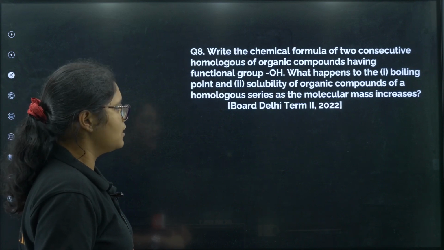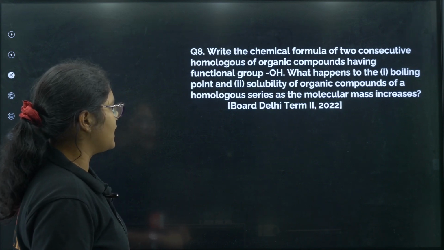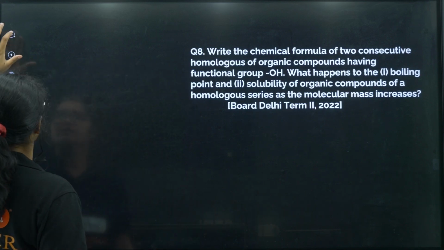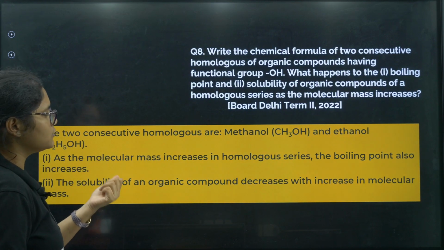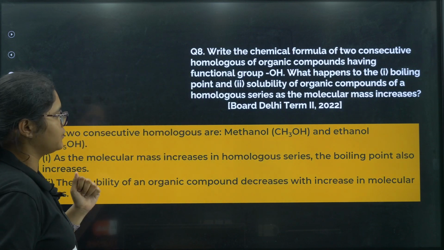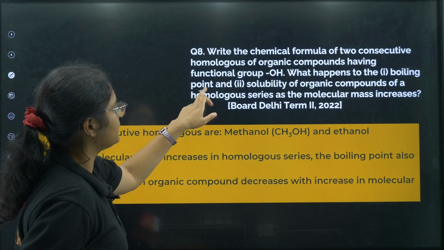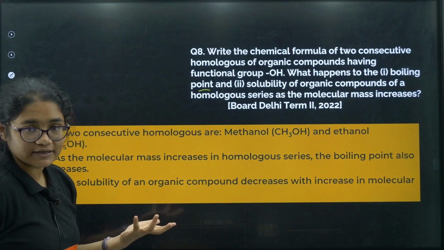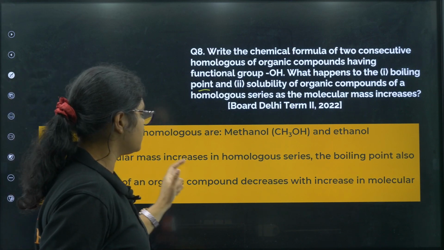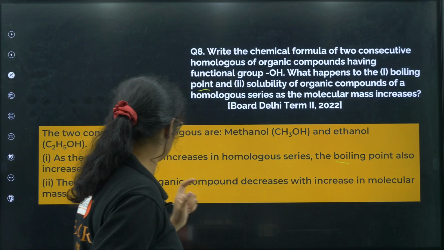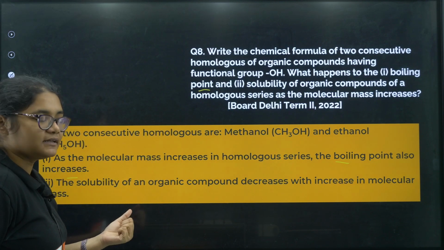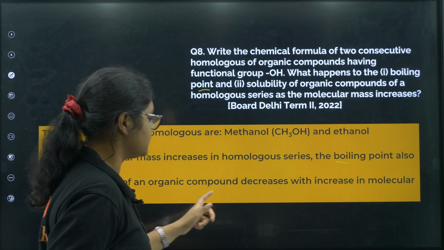Okay, next, write the chemical formula of 2 consecutive members of the homologous series of organic compounds having the functional group OH. What happens to the boiling point and the solubility of organic compounds of a homologous series as the molecular mass increases? So 2 consecutive members you can write, methanol and ethanol, CH3OH and C2H5OH. Now, what will happen to the boiling point? When the mass increases, the intermolecular forces will increase. So when the molecular mass increases, the boiling point will also increase. Okay. And what about the solubility? When the mass increases, the solubility will decrease.